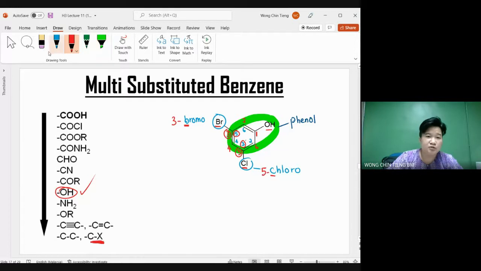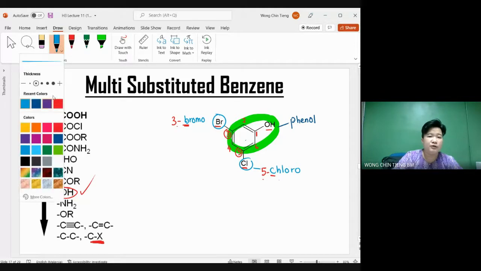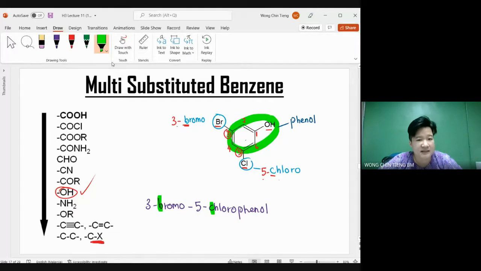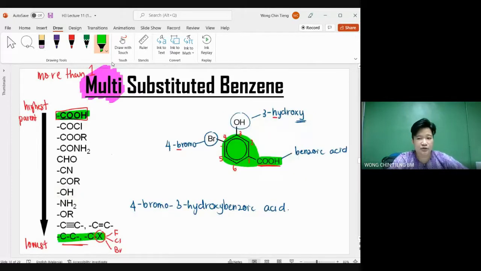Alright. So tak ada dua-dua pun boleh. Satu je jawapan dia. Jawapan dia adalah mesti kena pusing atas supaya bromo dapat nombor 3, kloro dapat nombor 5. Sebab pusing mana pun dapat 3, 5, nombor 3 bagi pada alfabet yang rendah. So nama penuh dia akan jadi 3-bromo, okay, sebab B datang dulu, belajar ABC kan. 5-chloro, phenol. Okay, the alphabetically order of bromo and chloro. Nampak? Senang. Okay, sangat senang. So, yang tu kalau ada priority, kita ada benzoic acid, kita ada phenol.